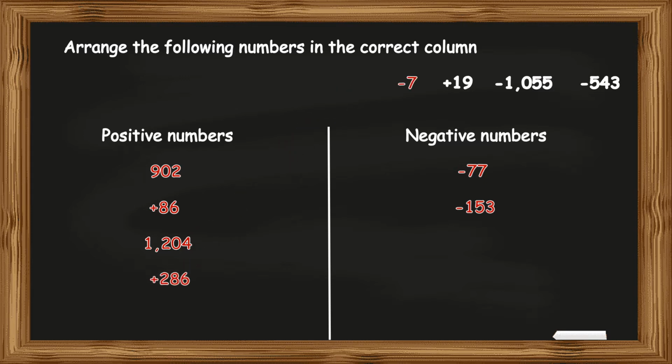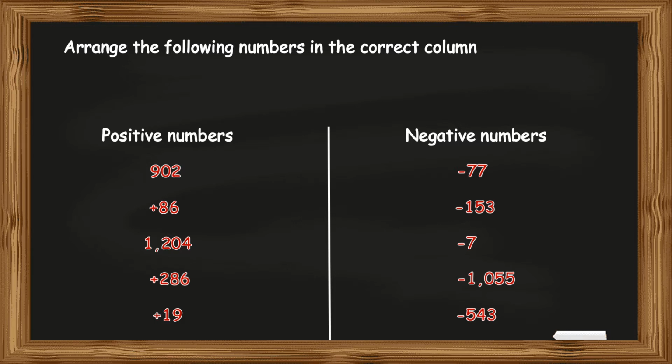Minus 7 has a minus sign, so negative number. Plus 19 has a plus sign, so positive number. Minus 1055 is a negative number, and minus 543 also is a negative number.